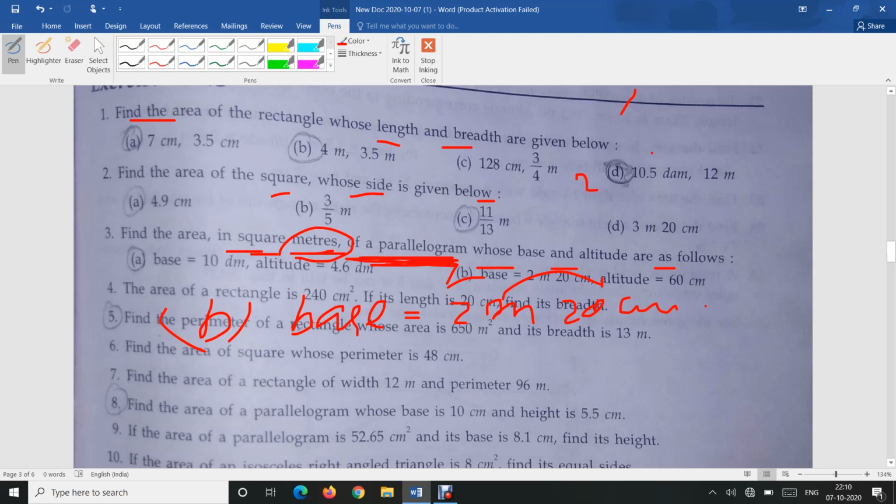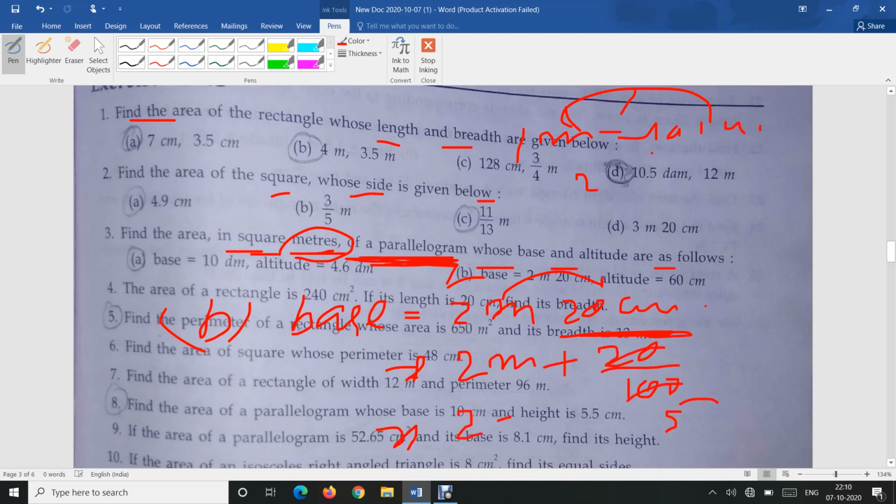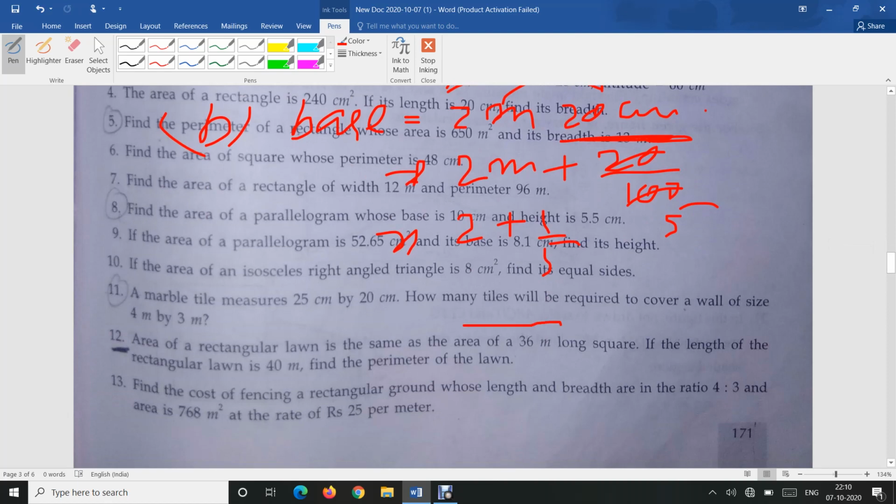meter. So you know that 1 meter is equal to 100 centimeter, but you have to convert from centimeter to meter. That means you have to change this value: 2 meter plus 20 upon 100, which is equal to 1 upon 5. That means 2 plus 1 upon 5, which will be equal to 10 plus 1, which will be equal to 11 upon 5. This will be 11 upon 5 meters.